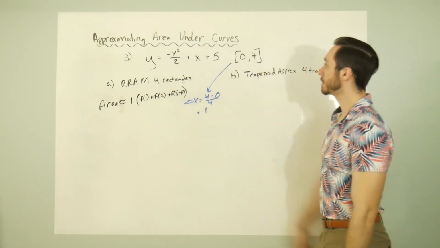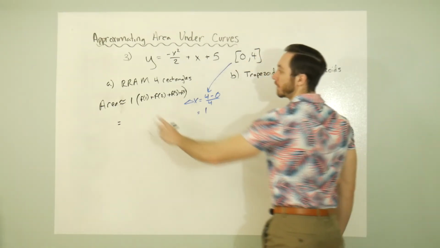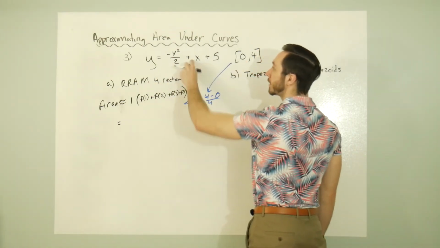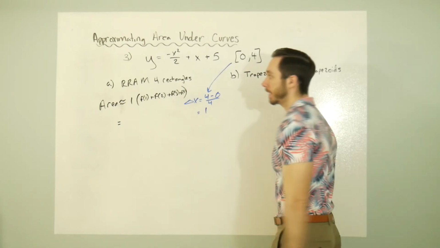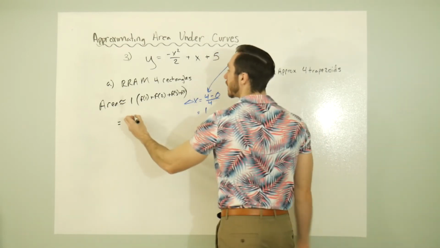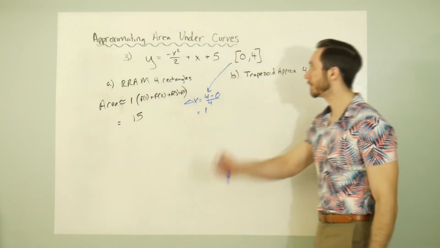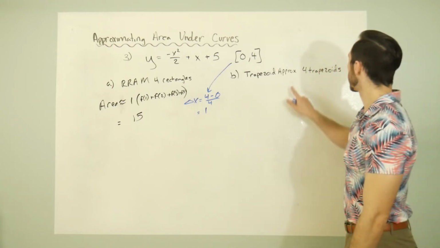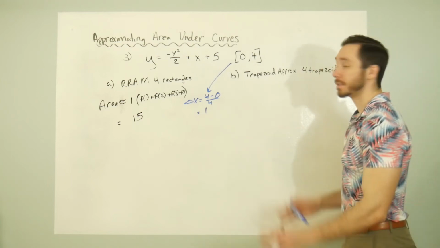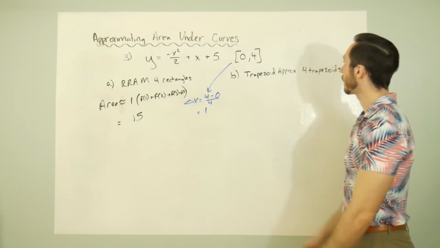Okay, so we're just plugging in these values now. So after throwing 1, 2, 3, 4 in and adding all those values, I just did that in a calculator. I ended up getting exactly 15. That's a nice, pretty number. All right, let's do trapezoid approximation for this. This is the new element to what we're doing right now.